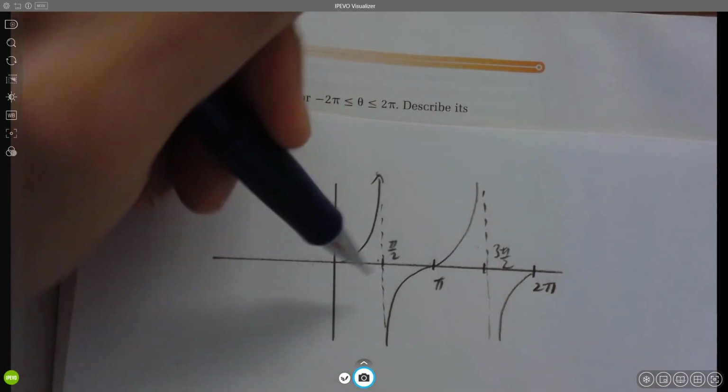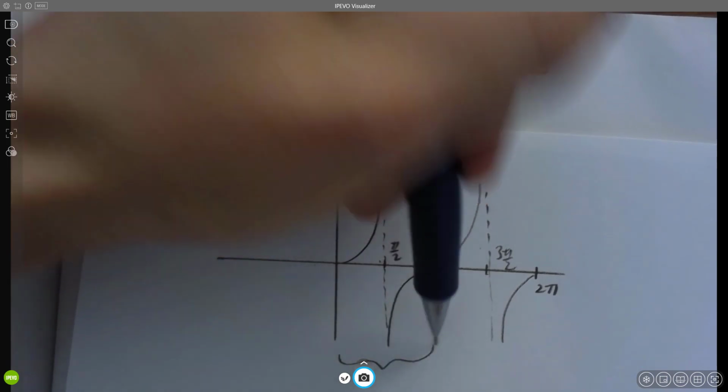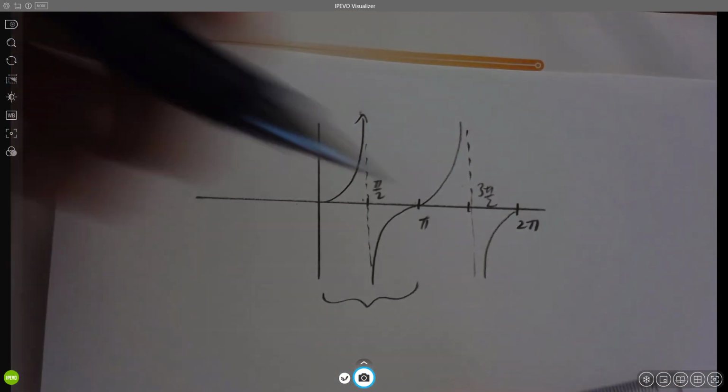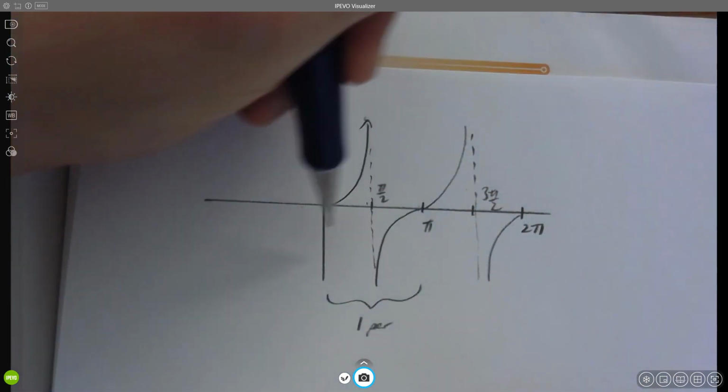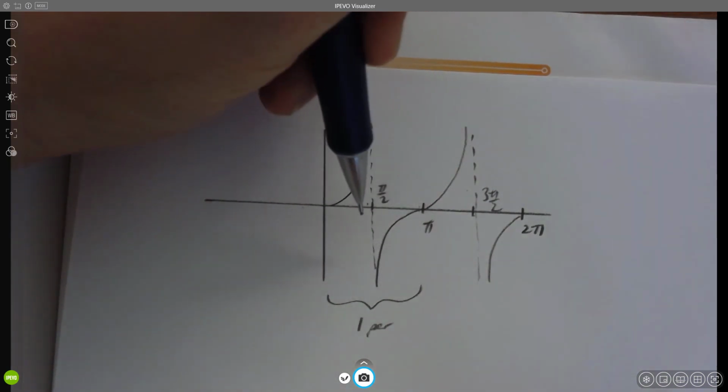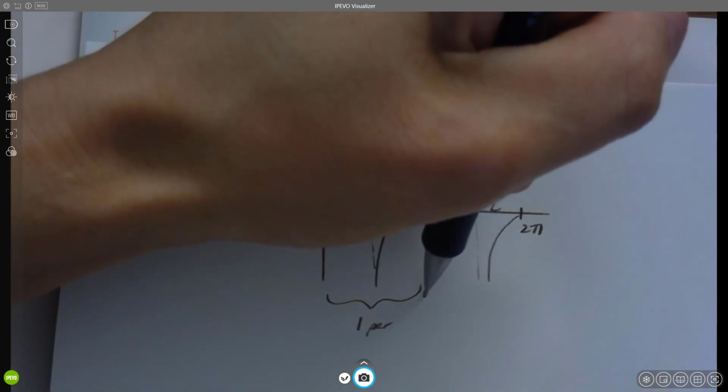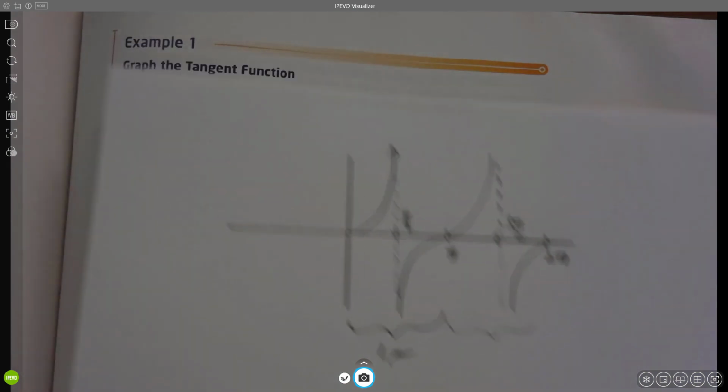So this is 2 full periods of tan. So please don't think this is one period. One period is only between 0 and pi, or 180 degrees. But this is 2 periods of tan.